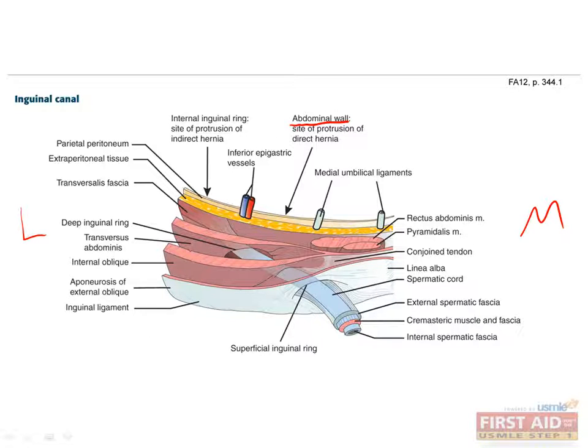From outside to inside, we know the layers are the skin and fascia, which are not shown, and then the external oblique muscle, internal oblique muscle, transversus abdominis muscle, transversalis fascia, and then the peritoneum. The peritoneum has two layers: the parietal peritoneum that is attached to the abdominal wall, and then the internal visceral peritoneum that's attached to organs and not shown here.